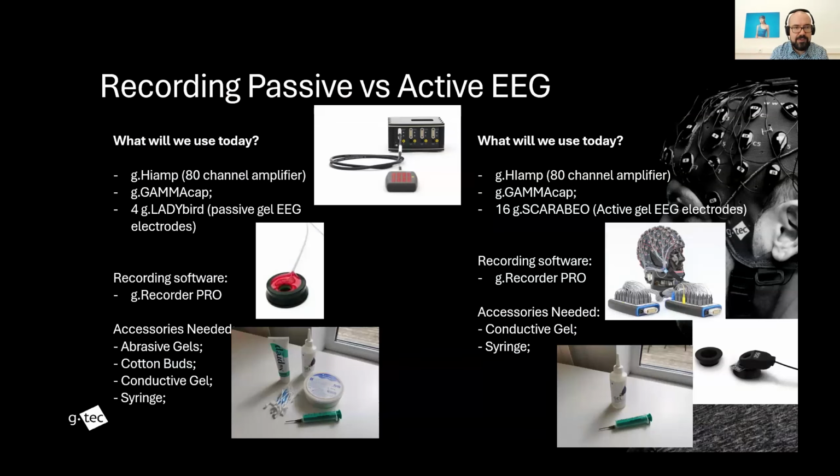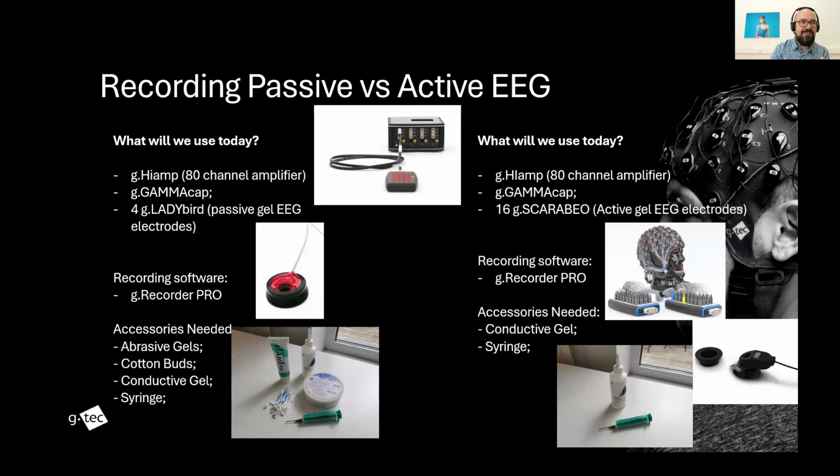What will we use today here? We will do a recording of passive versus active electrodes. We'll be using a g.HIamp, which is the high number of channels device that we have here. We have two g.HIamps, both with 80 channels. We have one person who will have a cap with 4 g.LADYbird passive electrode channels. We will have another person with 16 g.SCARABEO active EEG electrode channels.